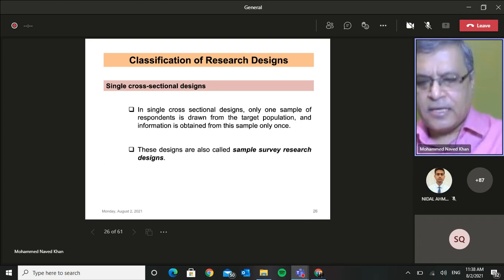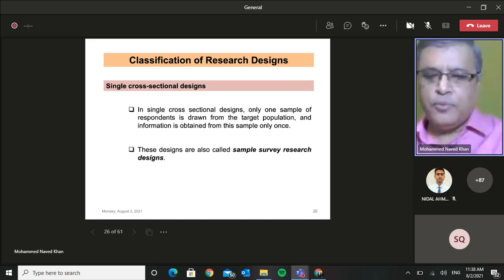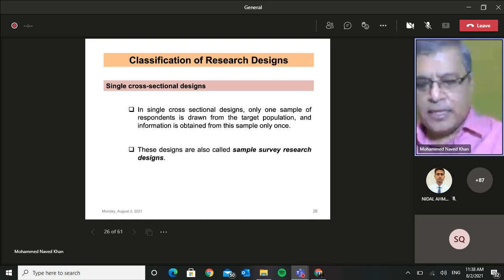The sample will not be fixed, and once we have drawn the sample, the elements would be approached for the purpose of generating data. Suppose you have a questionnaire with you, so you will administer the questionnaire to these elements of interest. Suppose these are human beings, suppose they are members of this class itself. So we will approach them with the questionnaire. The questionnaire would be administered on that particular sample. Let me repeat, sample, not the entire class.